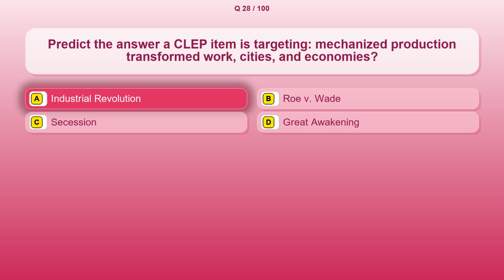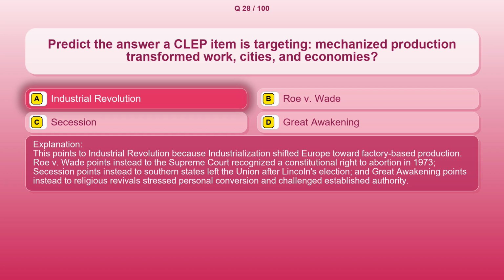The correct answer is option A, Industrial Revolution. This points to Industrial Revolution because industrialization shifted Europe toward factory-based production. Roe v. Wade points instead to the Supreme Court recognized a constitutional right to abortion in 1973. Secession points instead to Southern states left the Union after Lincoln's election, and Great Awakening points instead to religious revivals stressed personal conversion and challenged established authority.